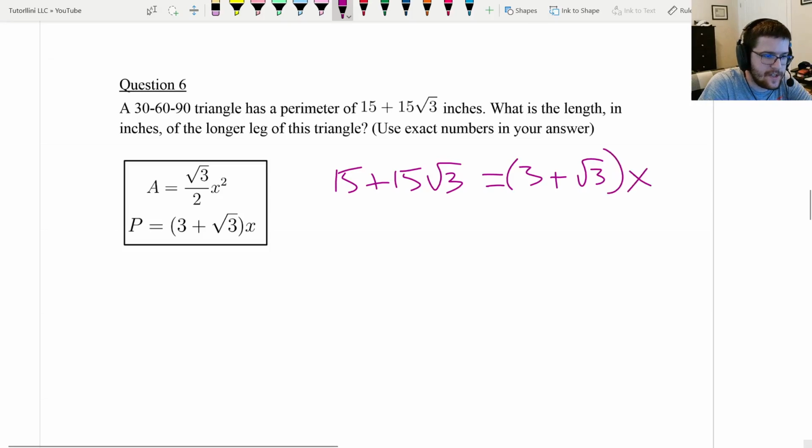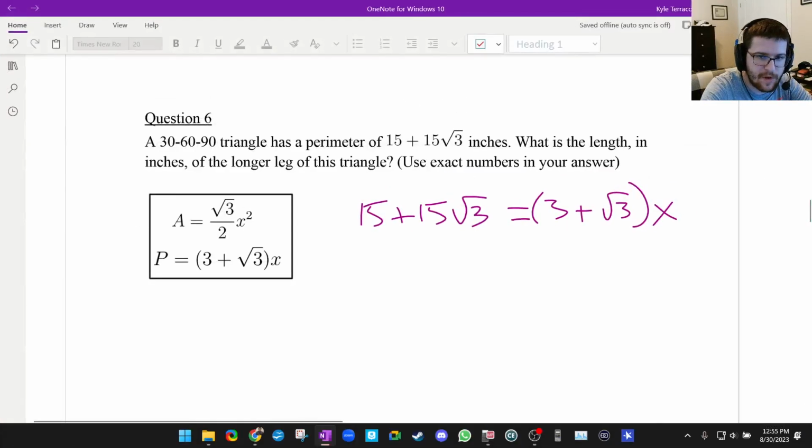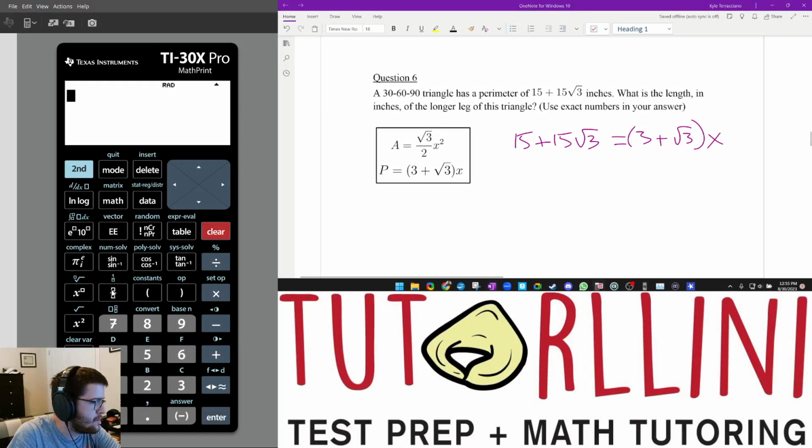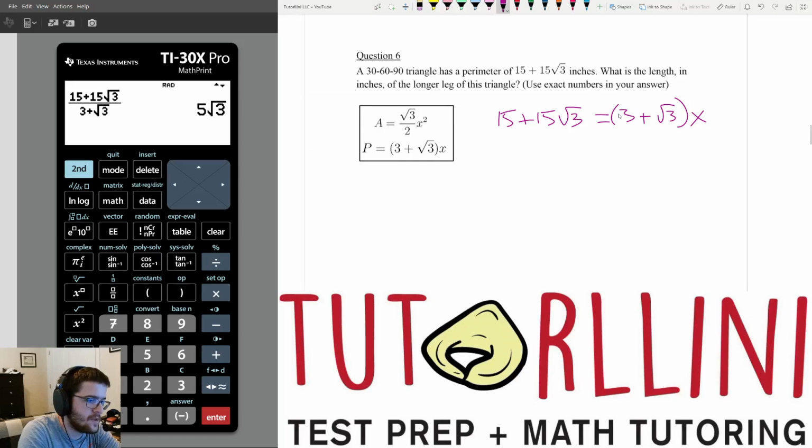And you guys kind of see, you could probably tell right away anyway, but let's do the same thing over here just to show how helpful this is. 15 square root 3 over 3 plus the square root of 3. And we get 5 root 3. So we're going to write that down. X is equal to 5 root 3.